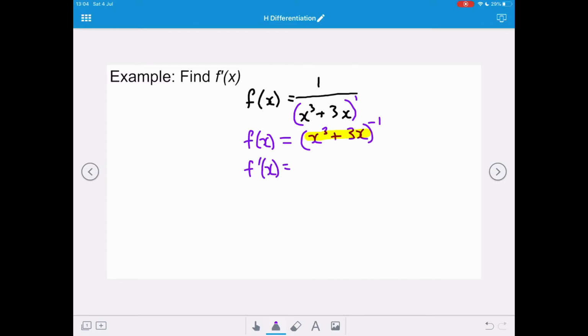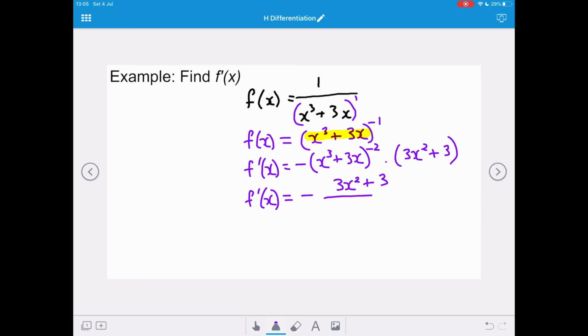So the derivative of our function with respect to x is negative (x³ + 3x) in a bracket to the power of negative 2, and we're multiplying it by 3x² + 3, which is the derivative of our inside function. And again, we need to do some rearranging and creating some positive powers. So we're going to get negative (3x² + 3) all over (x³ + 3x) all squared.